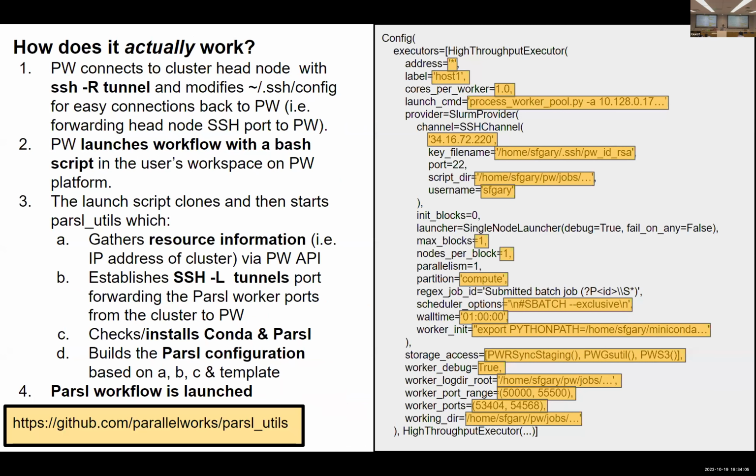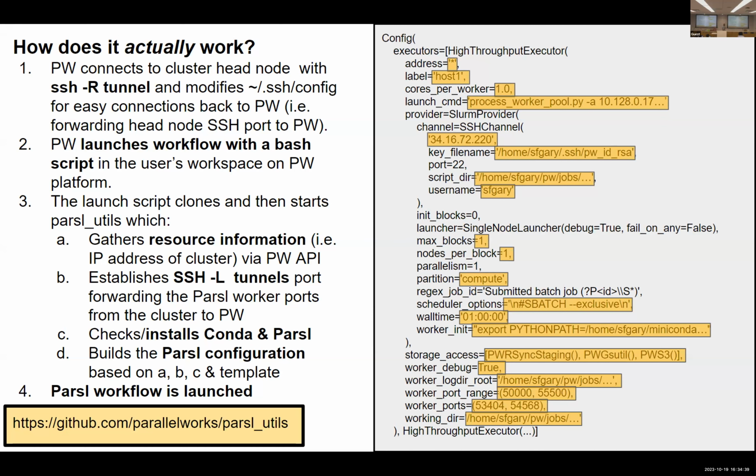Okay, so how does it actually work? It's a 3-step process. The step at the very bottom is the Parsl workflow is launched. So that's our green light. What we do is we first establish a connection going from wherever you're running your workflow, from that workspace, to the cluster with an SSH -R tunnel. And we choose this particular connection for convenience, but also there are some security and performance considerations that I can go into later. We then launch a workflow through a wrapper.